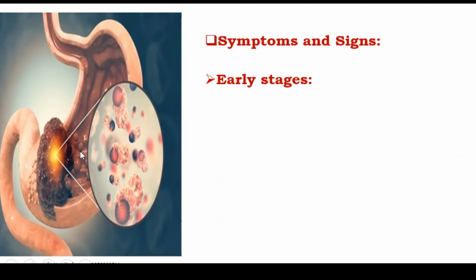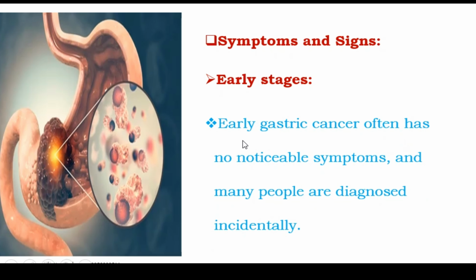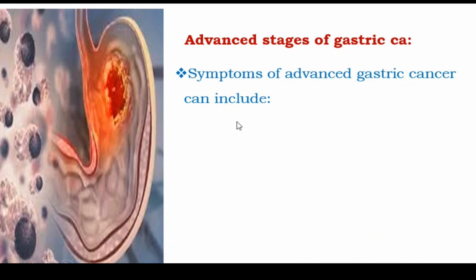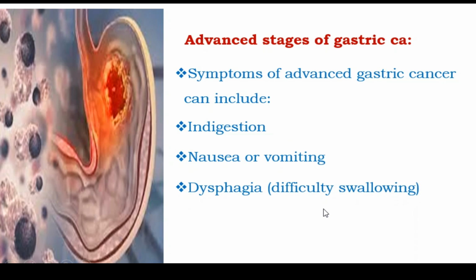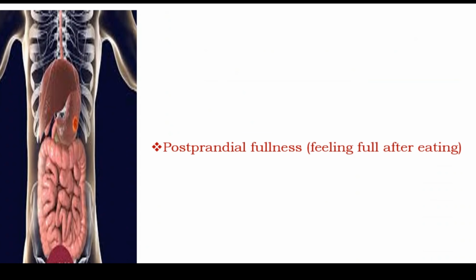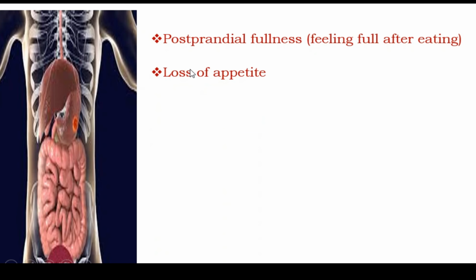Early stages. Early gastric cancer often has no noticeable symptoms, and many people are diagnosed incidentally. Advanced stages. Symptoms of advanced gastric cancer can include 1. Indigestion. 2. Nausea or vomiting. 3. Dysphagia, difficulty swallowing. 4. Postprandial fullness, feeling full after eating.